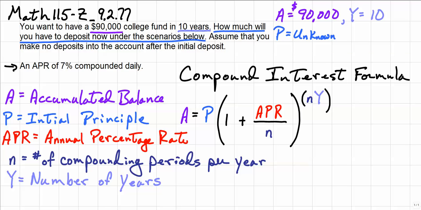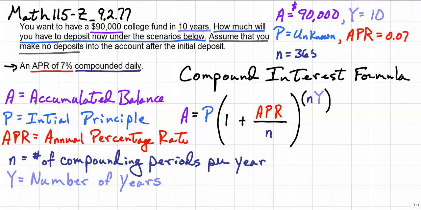Then I'm further told that I need to assume that I will make no deposits. So that means there's no other money going into this. And then I'm told that I have an APR of 7%. So that means that APR will be equal to 0.07 because this must always be as a decimal. And this is compounded daily. Well, compounded daily means that little n will be equal to 365.